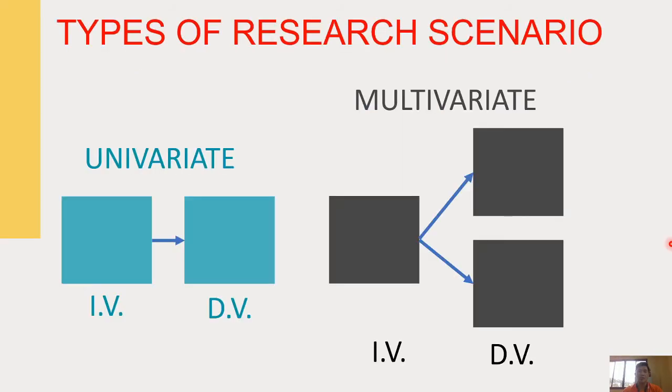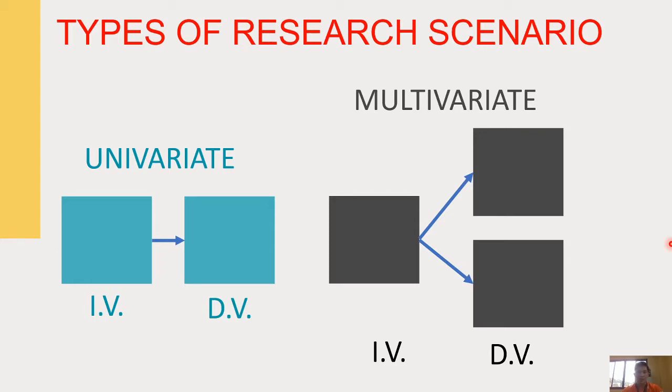So in doing research, there are types of research scenario. We have univariate and multivariate. This research scenario is formulated based on ideas derived from literature or studies, which form these situations as conceptualized by the researcher.